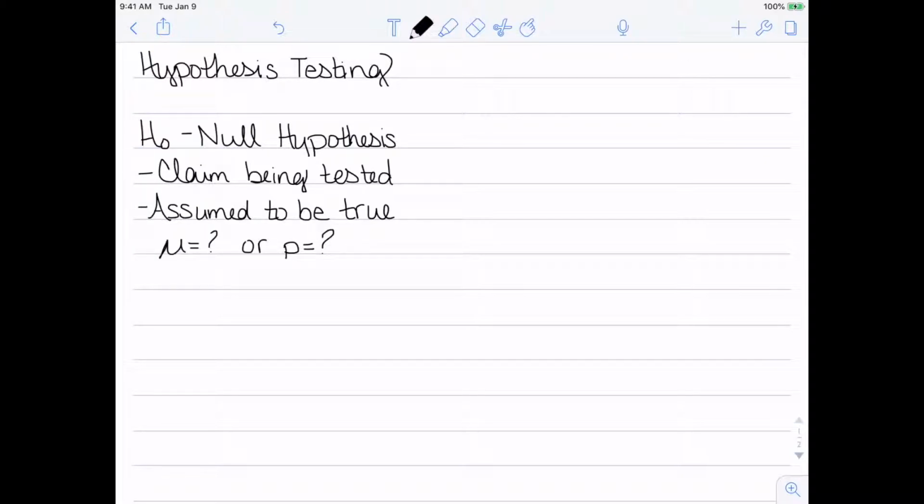Mu is equal to some value, or p is equal to some value, depending on if we're looking at a hypothesis for a mean or a proportion. For now, we're just going to restrict ourselves to the mu case. And what it's equal to is going to depend on the problem.